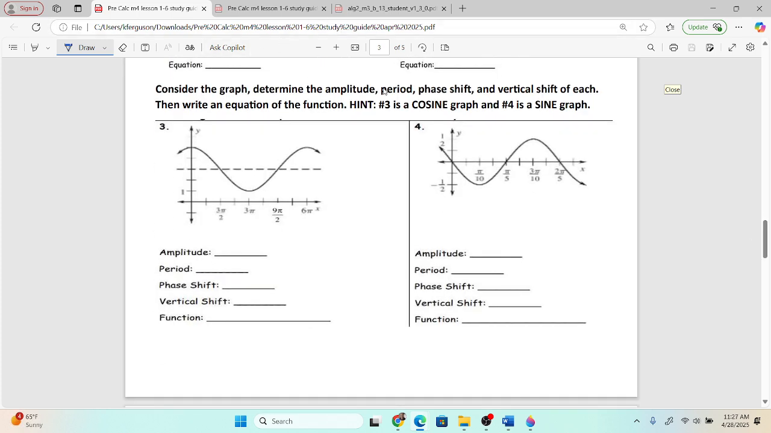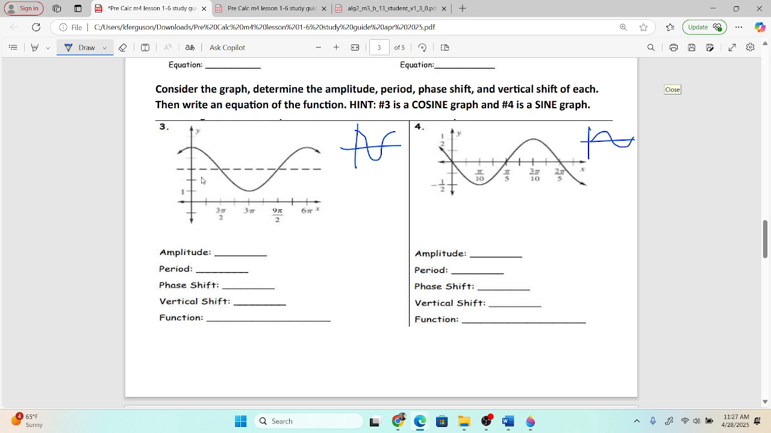So consider the graph. Determine the amplitude, the period, phase shift, and vertical shift of each. Then write the equation. If this is a cosine graph, that's a sine graph. So the first thing I remember is cosine, right, starts like this, and sine goes like that.